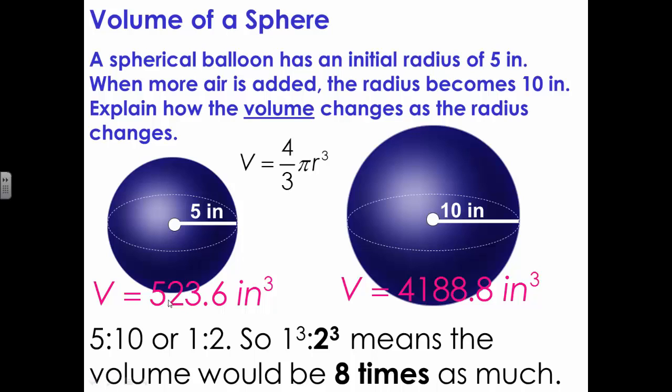And you can see in our numbers, this 523.6 is in this 4,188.8. This is 8 times as much as the other one. So you can back this up with calculations. But remember, this question said explain how the volume changes. So in this answer, you would need to say something about it being 8 times as much.